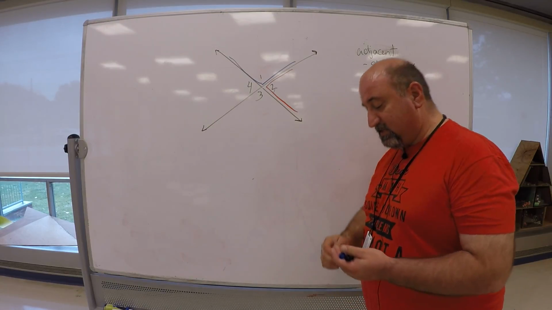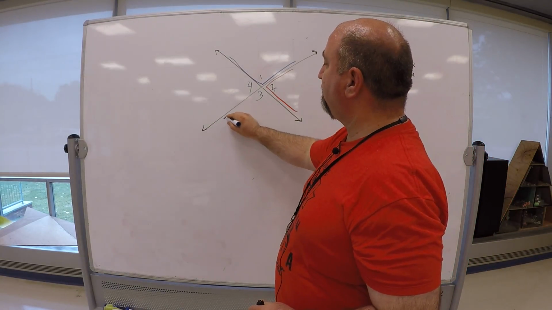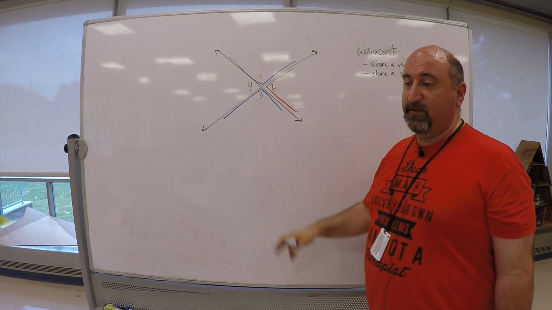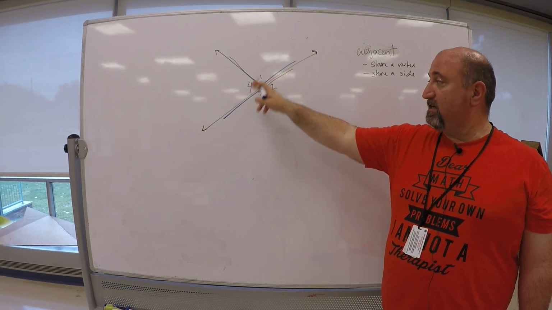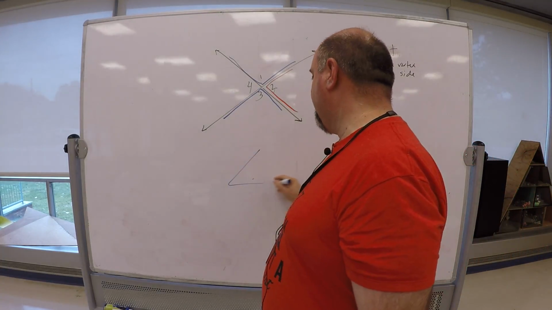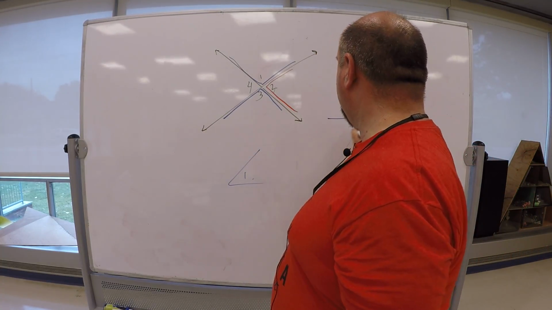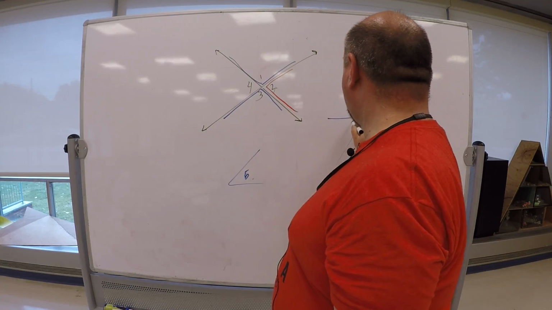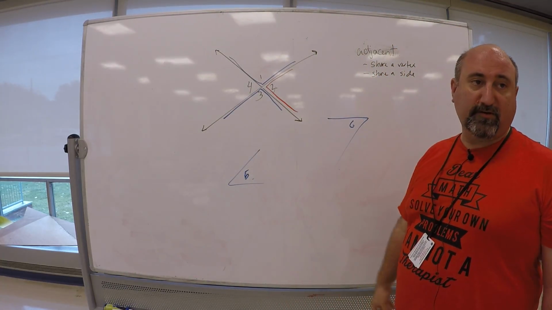To not be adjacent, you would need to have angles, for instance, 1 and 3. Even though they have the same vertex, they do not share a side. All right, so those would not be adjacent. Similarly, if you just had random angles floating off on the board with no connection, those would also not be adjacent.